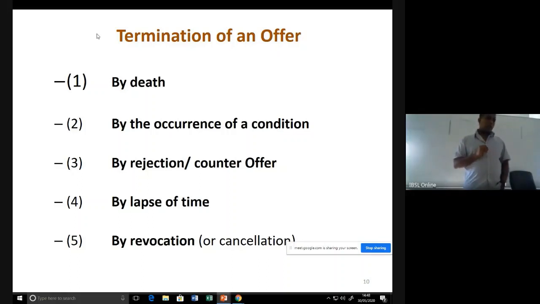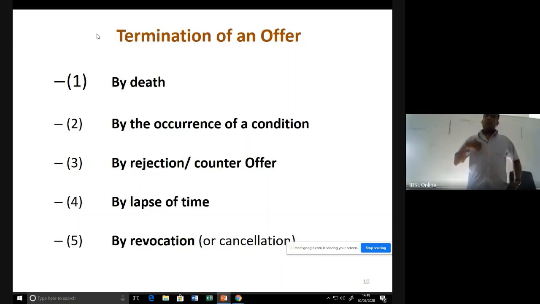Next one, the last one, the fifth one, is revocation or cancellation. Who can cancel the offer? An offer can be cancelled or revoked by the offeror. If I make the offer, I can cancel my offer before the offeree accepts it. Before the offeree accepts it, at any time I can revoke or cancel.